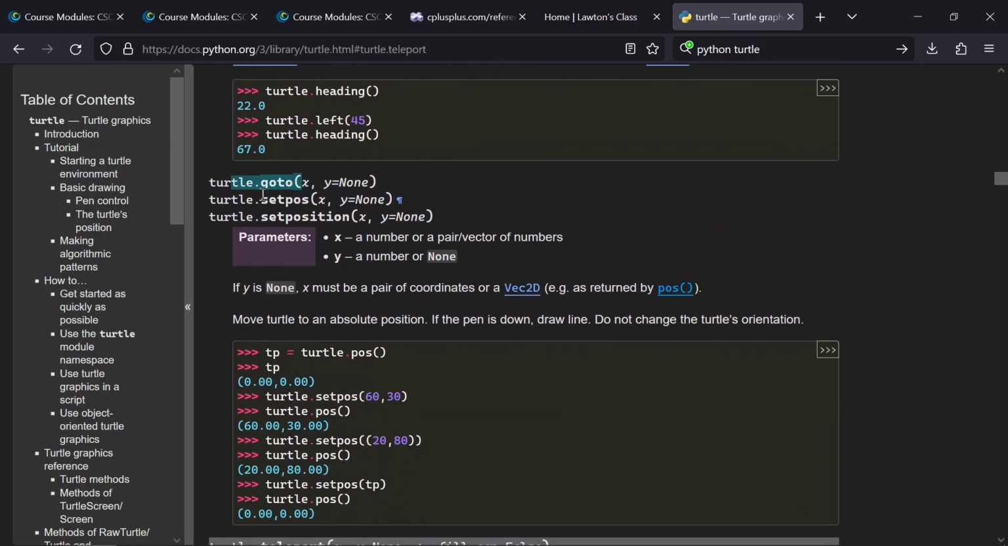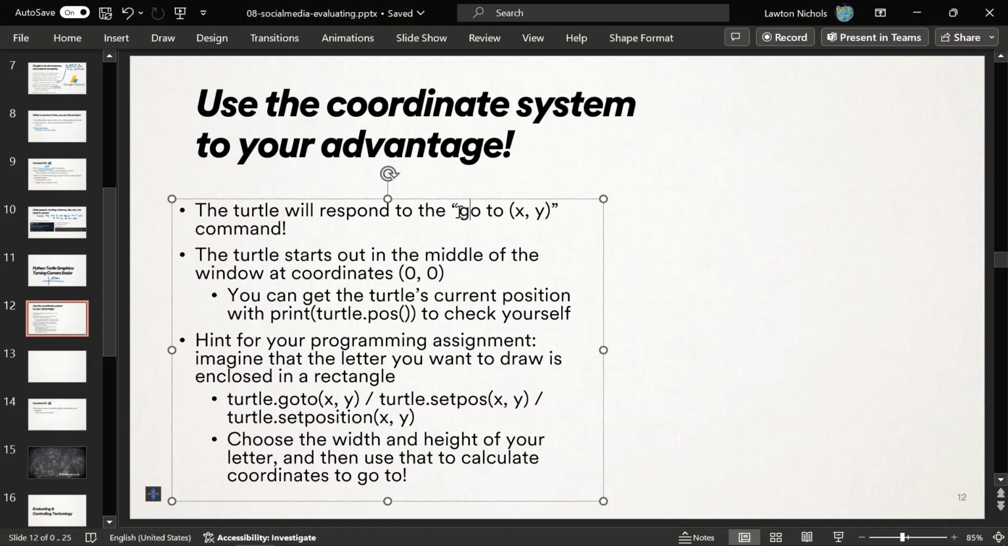Called goto or setpos or setposition. Either one works. And so that moves the turtle somewhere. If the tail is down, you draw a line as you're moving. If the tail is up, you don't draw a line as usual. But regardless of which way you're facing, Mr. Turtle, I'm just going to make you draw a line from where you are to this point that I'm having you go to. All right? So the turtle's going to be able to respond to the goto x comma y command.